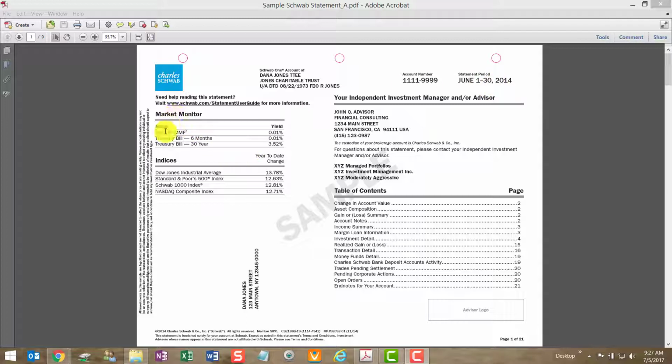You're going to have a market monitor here, which shows you different rates, what the rates are yielding for a money market fund, a 6-month T-bill, and a 30-year Treasury bill. You'll also see indices of what they've done year to date. So you have the Dow Jones, the S&P, the Schwab, and the NASDAQ. It's kind of similar to our investment monthly statement here with the indices.